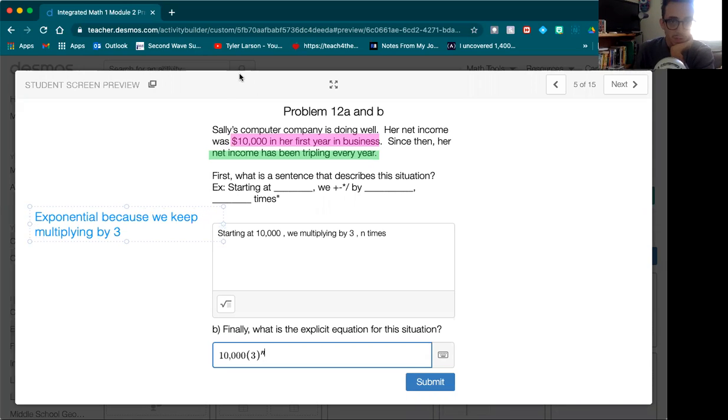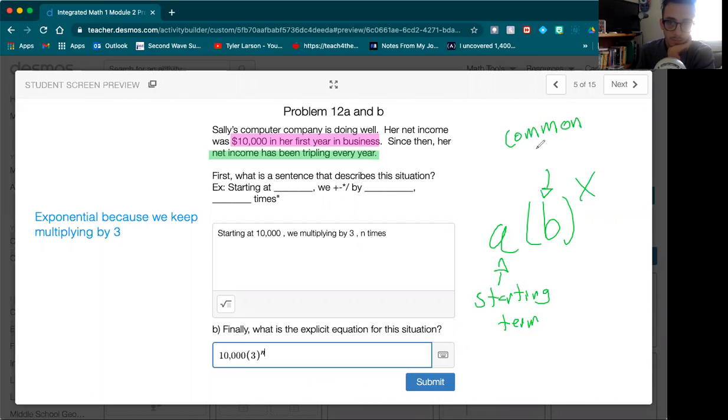And it might be helpful to also mention that this is definitely going to take on the form of a times b to the x power, which, if you need to look back in your textbook, remember that a is your starting term, b is your common ratio, which in this case, 3 is our b term. And I just picked n. I could have picked x. Doesn't quite matter, I guess. Just to seal this deal, I'll say this is equal to f of n. That should help.